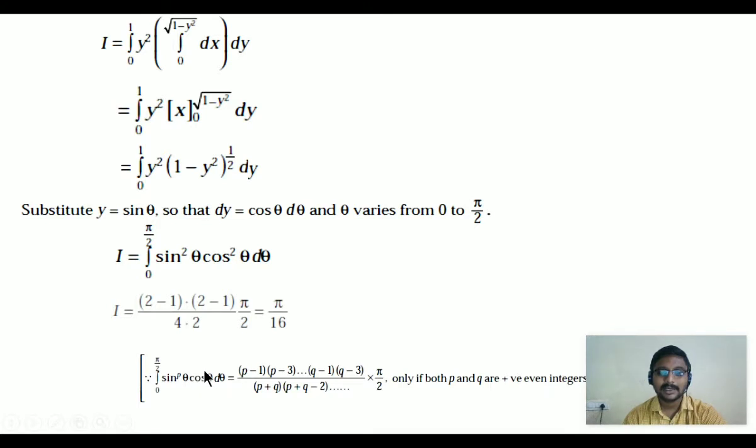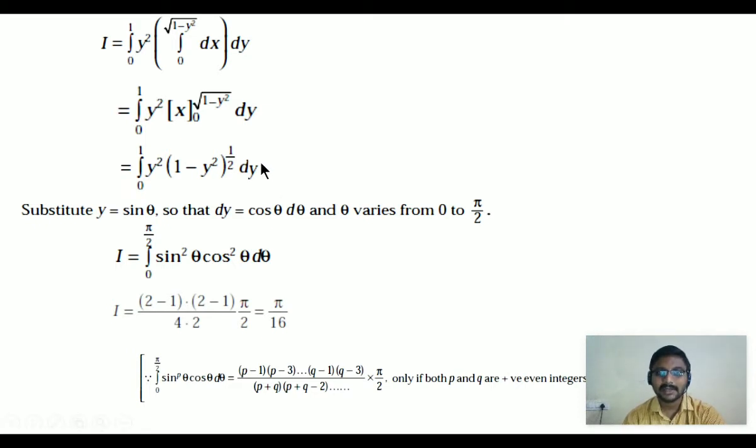Sin power p theta into cos power q theta into d theta. So it is the formula. Just we have to replace p equal to 2 and q equal to 2. In this, we will get the result as pi by 16. So easily we can obtain the required value of the given integral by changing the order of integration.